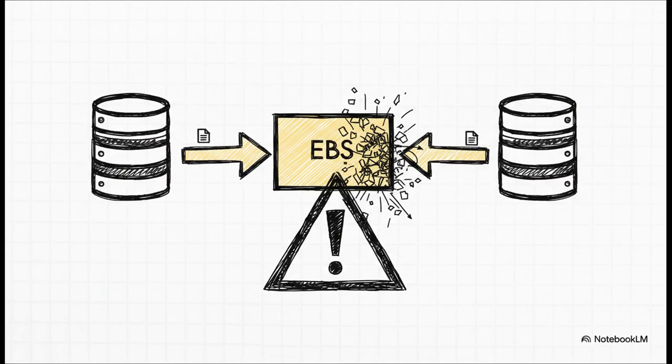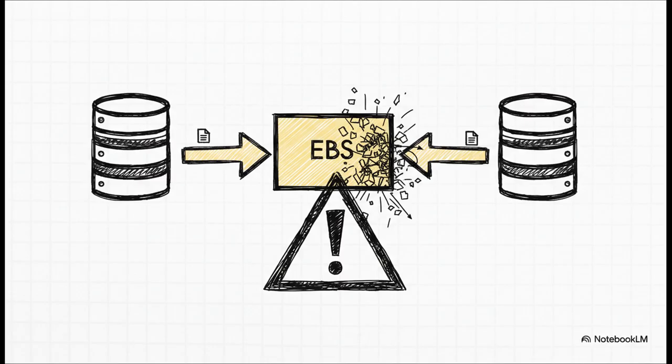And that management responsibility brings us to what is, without a doubt, the single most important warning in this entire explainer. So please listen up. If you just slap a standard file system, like ext4 or XFS, onto a multi-attach volume, and you let multiple servers try to write to it at the same time, you will corrupt your data. It's not a maybe, it's a will.